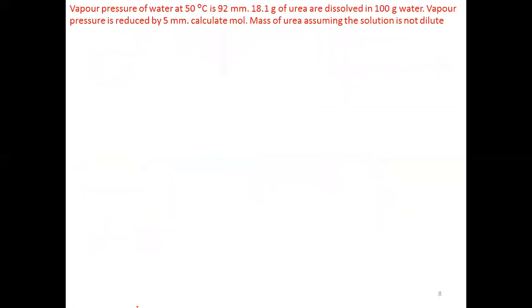Let us do the next numerical. This numerical says that the vapor pressure of water at 50 degrees Celsius is 92 mm, and 18.1 gram of urea are dissolved in 100 gram of water. So how was the solution made? By dissolving 18.1 gram of urea in 100 gram of water. You have to be very careful. Sometimes it is written 100 gram of solution, sometimes 100 gram of solvent, so please read the statement very carefully. Next, he says that the vapor pressure is reduced by 5 mm.